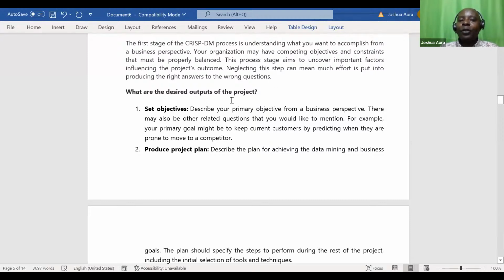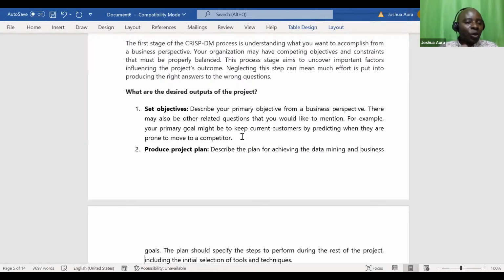What are the desired outputs of the project? We must ask ourselves this when we're trying to understand this business. Set objectives. Describe your primary objective from a business perspective. I would want, for example, to analyze data for IBC for purposes of this and this. There may also be other related questions that you would like to mention. For example, your primary goal might be to keep current customers by predicting when they are prone to move to a competitor. Like now, some of you may be moving to a competitor.